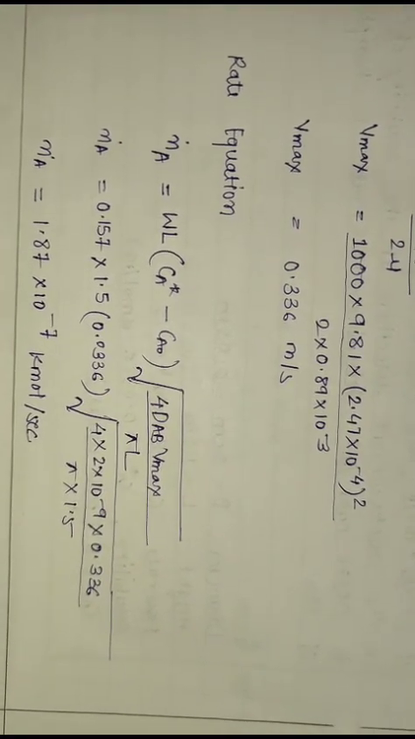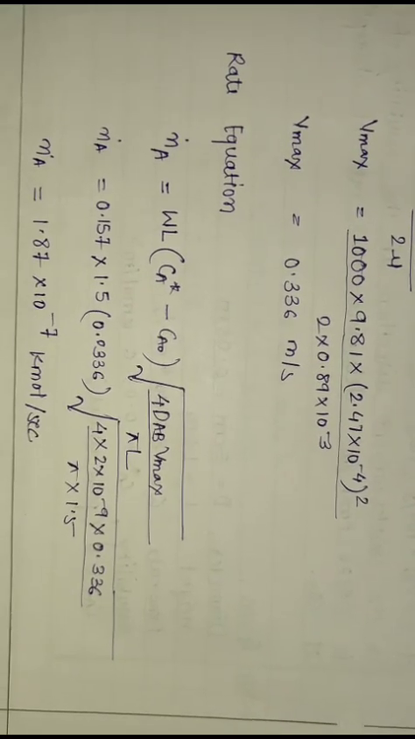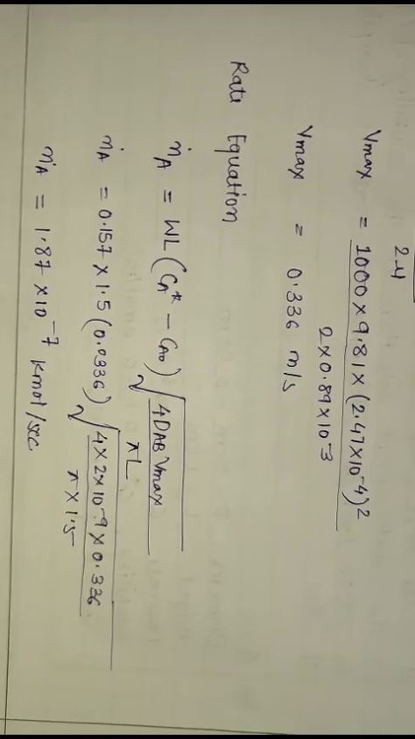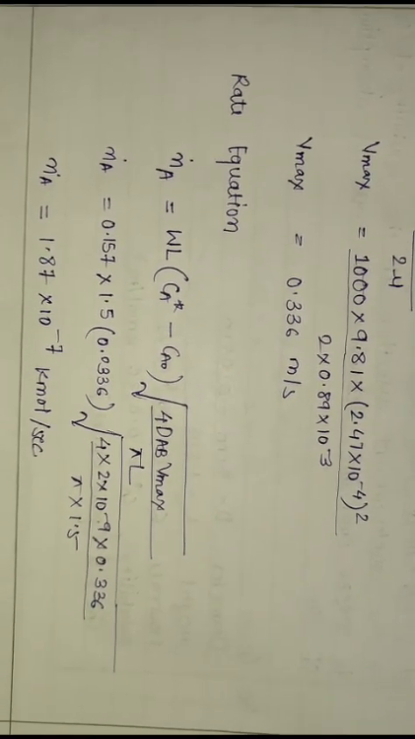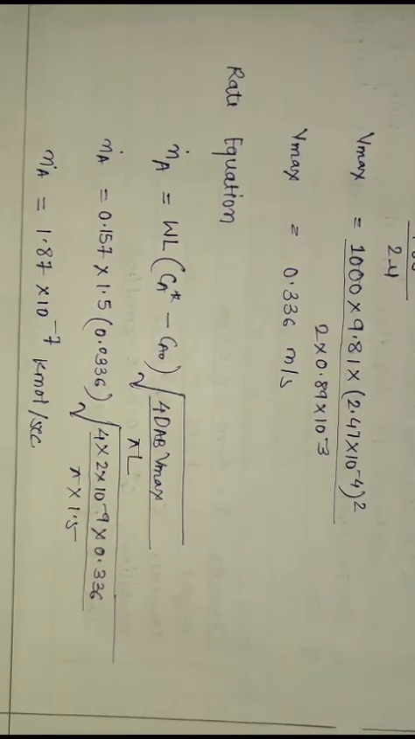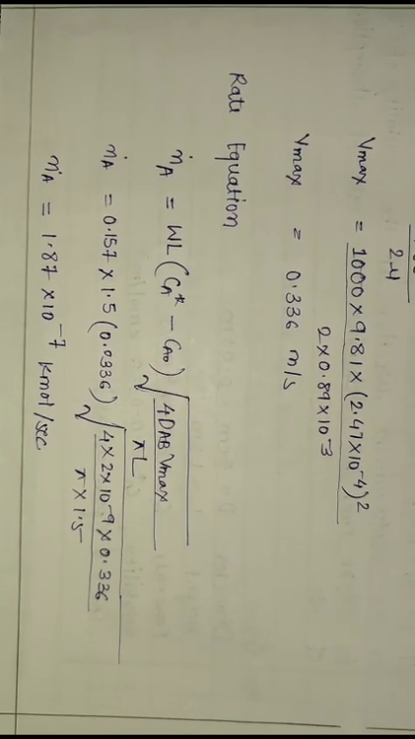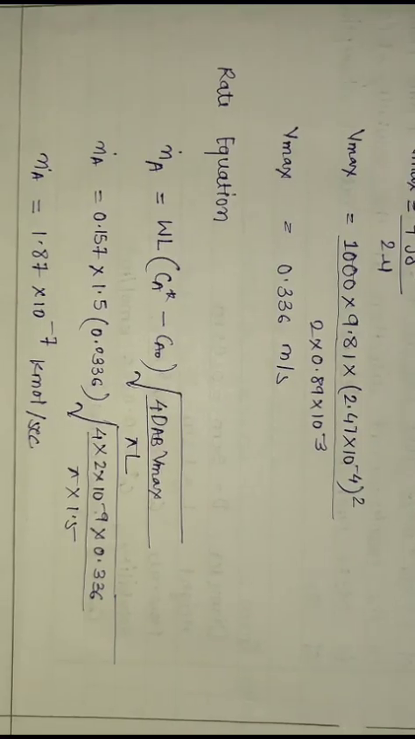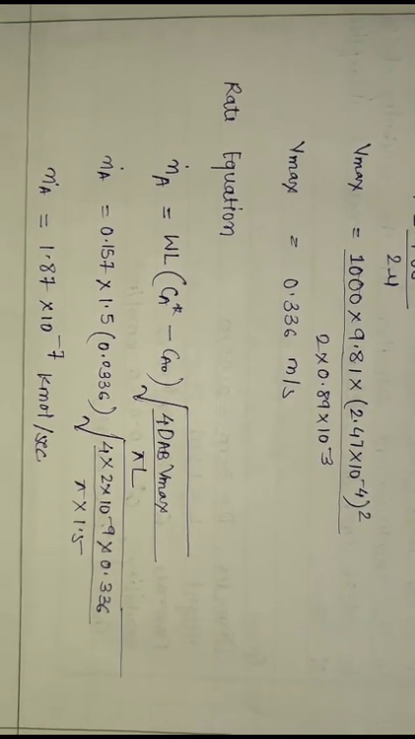The rate of absorption is then determined using an equation that incorporates wetted perimeter, column height, concentration driving force, diffusivity and velocity. Substituting the given values, we will obtain the final absorption rate of carbon dioxide.